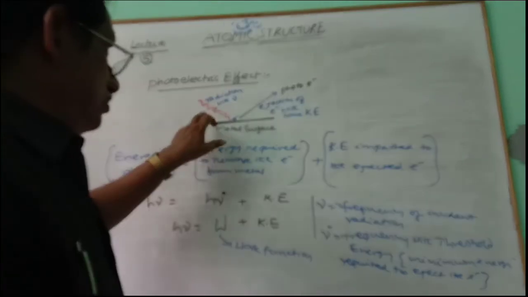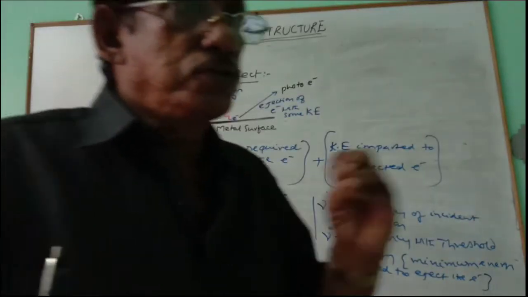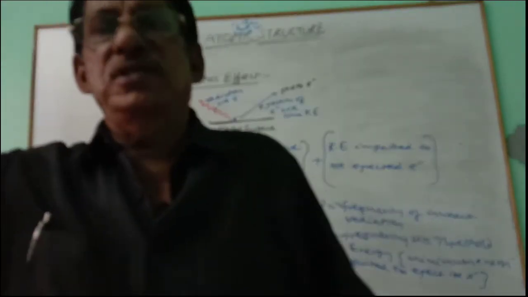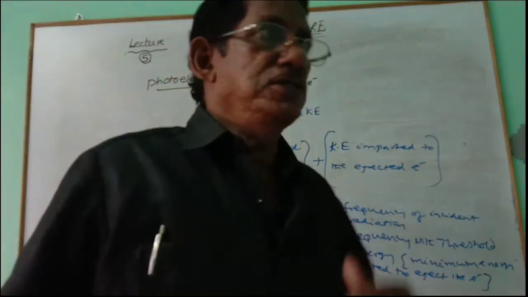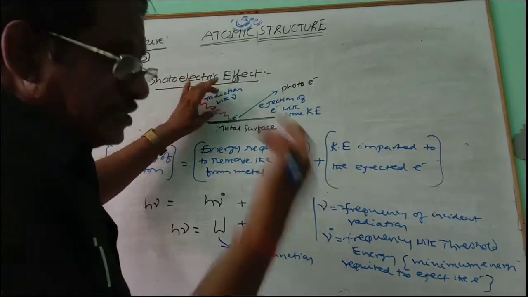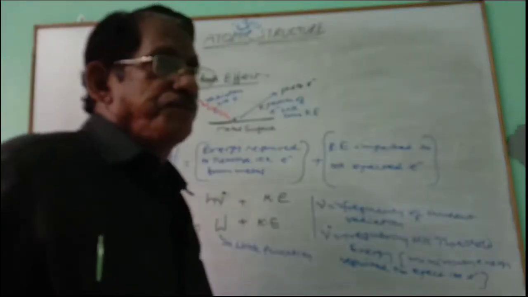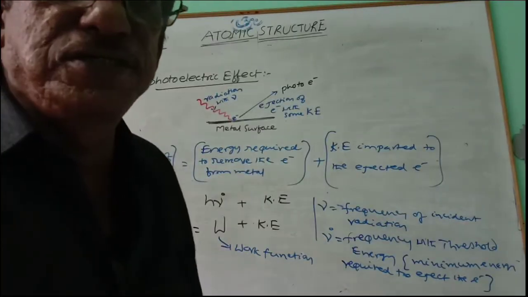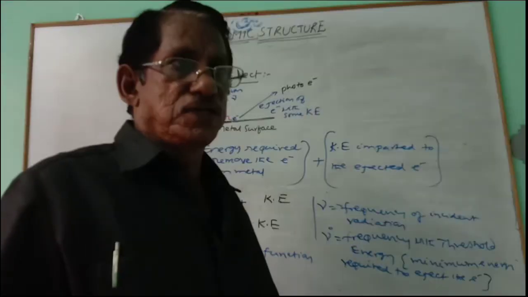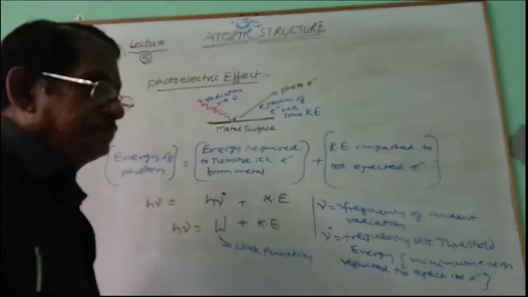So this radiation which is made to fall on the metal surface should have more energy, or at least the minimum energy required to remove the electron. And whatever excess energy is present in this radiation, beyond that needed for ejection of the electron, will be utilized for the kinetic energy of the ejected electron. And so here, this is the equation you can write.